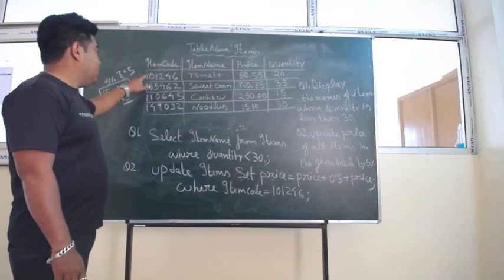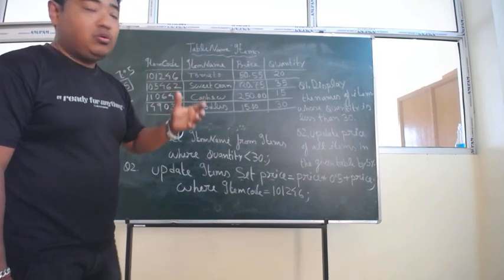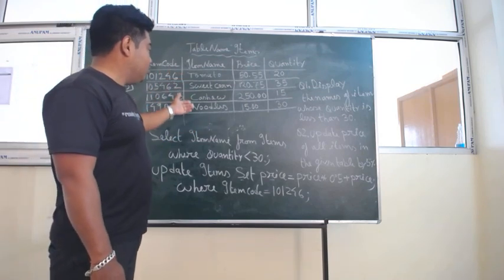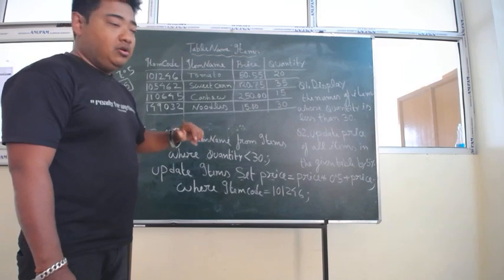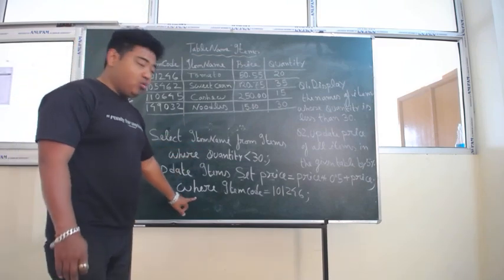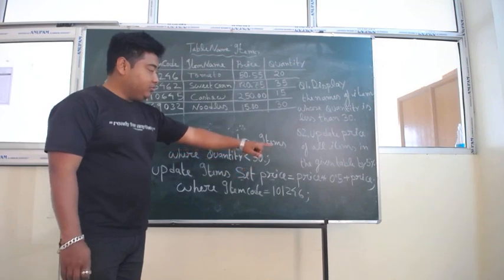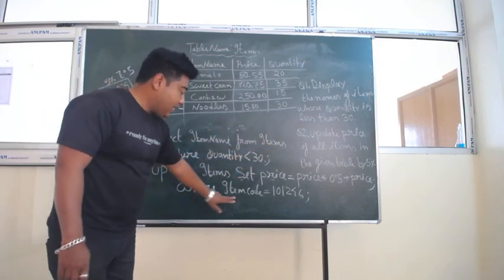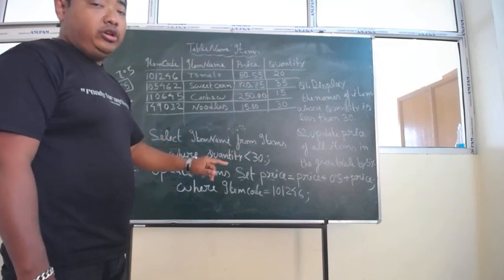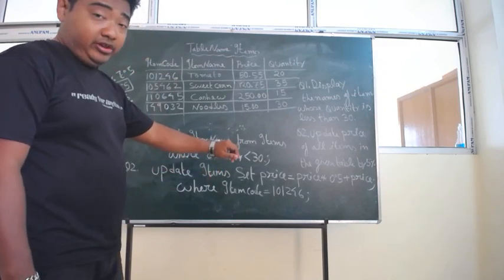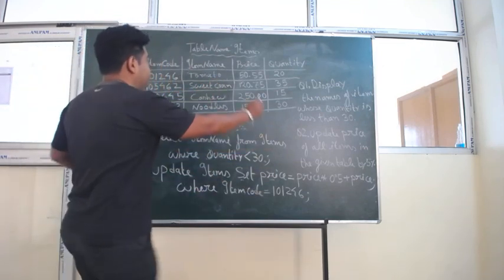Only item code where item code is 101.246 or item name is tomato or item name is noodles or item name is sweet corn, there only you update. So you have to use the where clause. Update item set price equal to this one, where item code equal to 102.46 or 101.246. That means now it will update only this price.